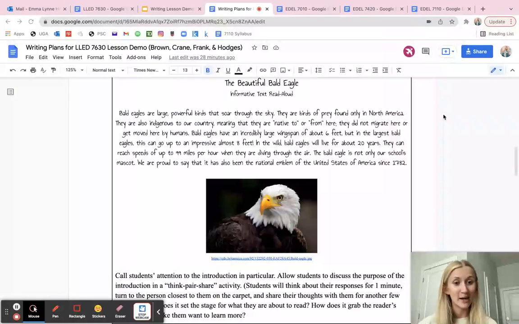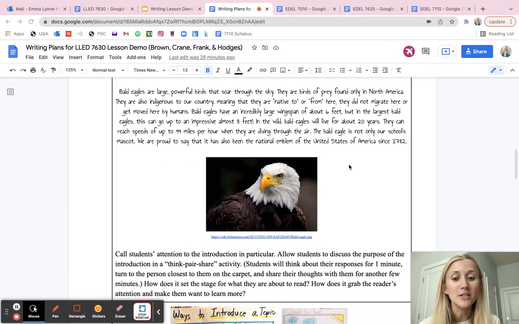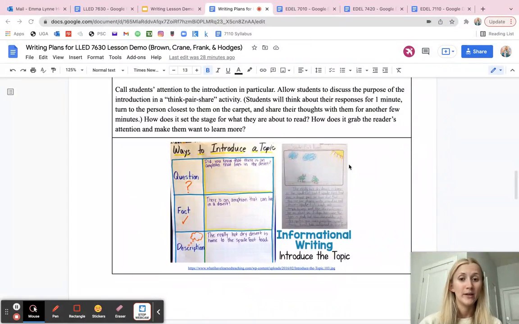And then I would go ahead and read out, "Bald eagles are large, powerful birds that soar through the sky," and end with, "We are proud to say that it has also been the national emblem of the United States of America since 1782." So before and after reading, call attention to the introduction in particular. And students should be familiar with this already, a think, pair, share activity.